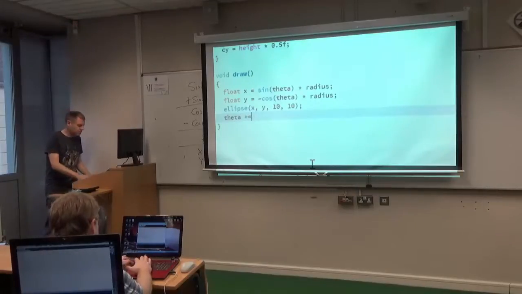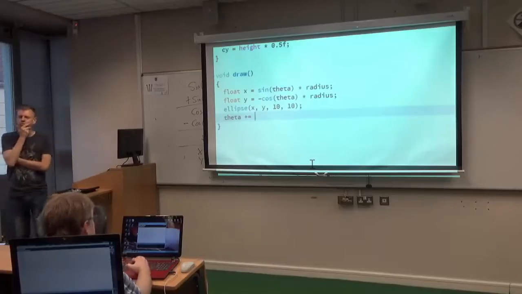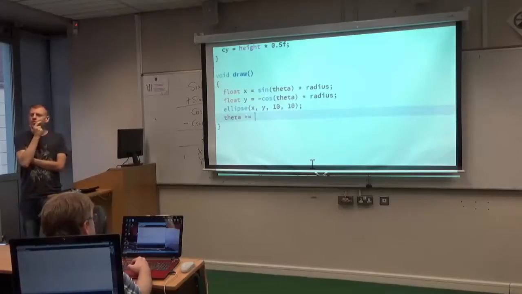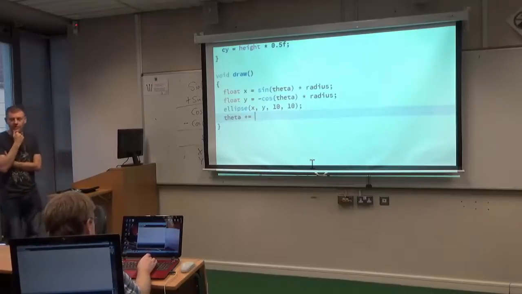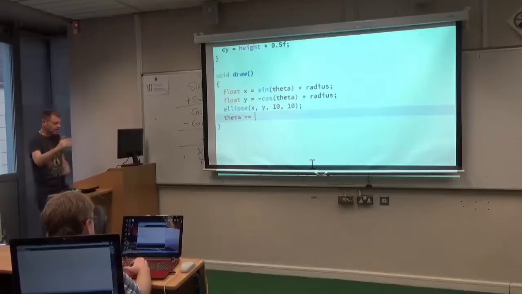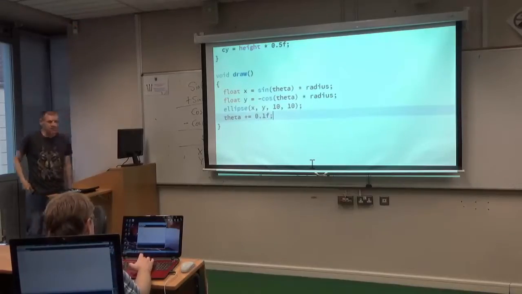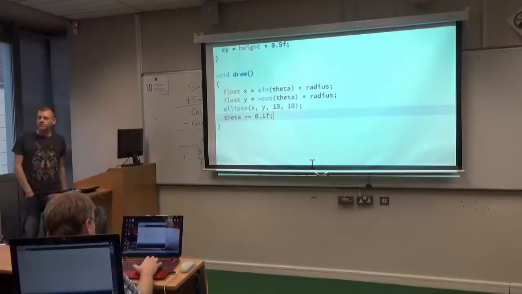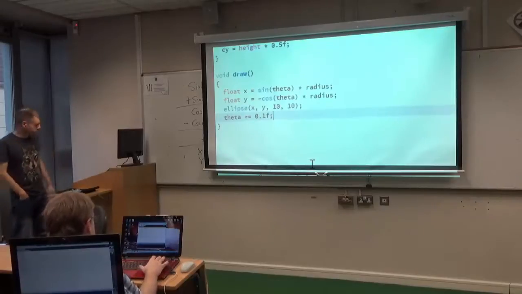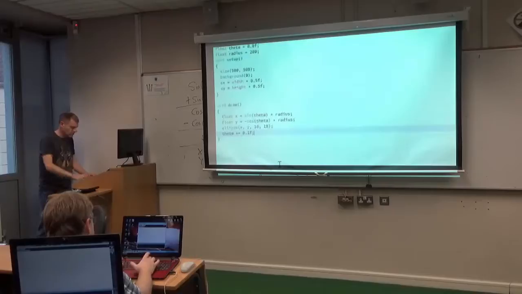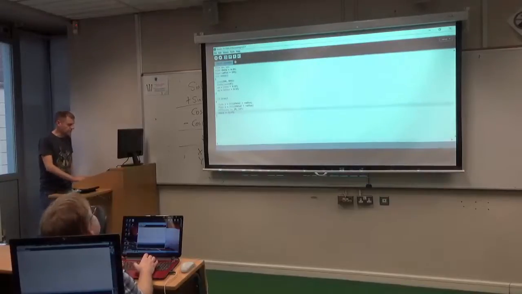Theta plus equals means what happens to theta? We add something to the old value of theta, right? So this is like a plus and an assignment in one. Let's pick the number 0.1f. So 0.1f is just a number that I've picked, basically a small number. Okay, and let us zoom out here and see what happens when we run this sketch.